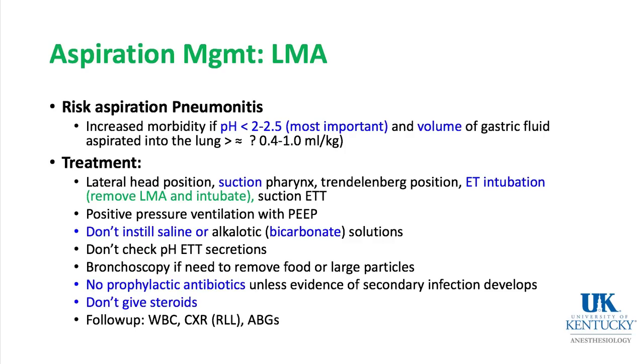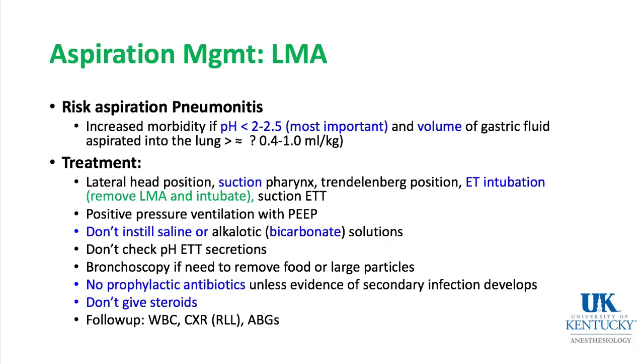If there's big particles of food or other things that have come up and might be blocking airways, get out a bronchoscope and look and remove those food or large particles. Don't give them prophylactic antibiotics unless there's evidence that a secondary infection develops. And steroids don't seem to have a role here. You can follow the patient with white blood cell counts, chest x-ray, right lower lobe especially being at risk for where the aspirant could go because of the right and left mainstem angles that favor fluid going down the right mainstem as opposed to the left, and follow arterial blood gases.